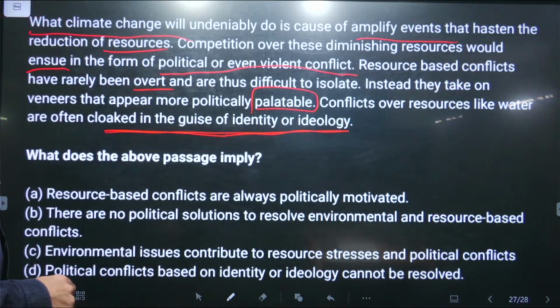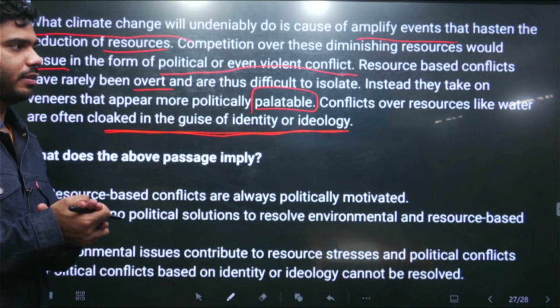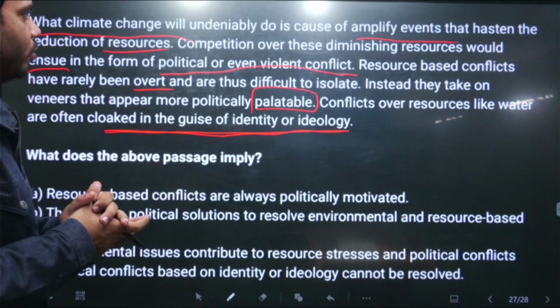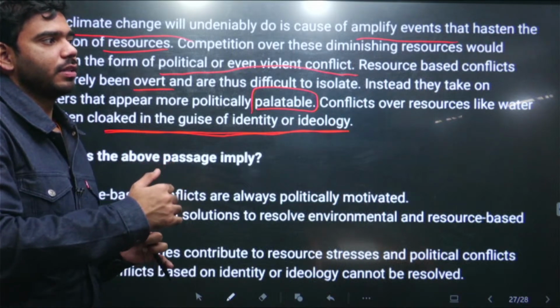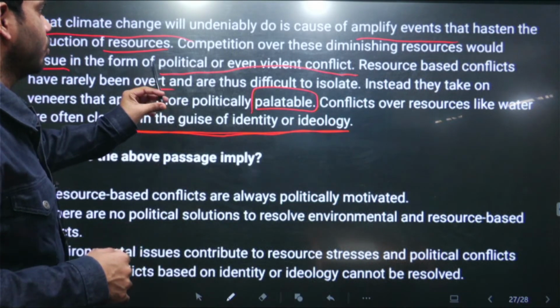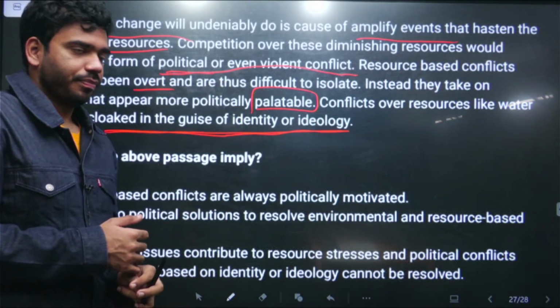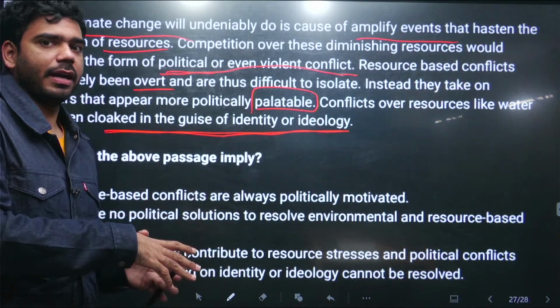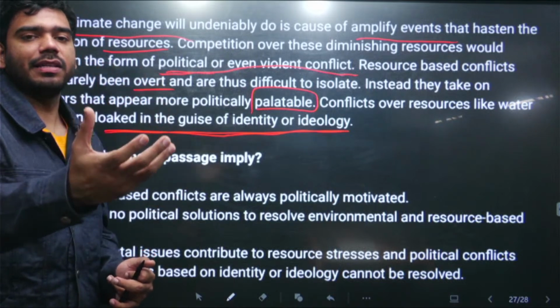So it is saying because of this climate change, there will be the scarcity, there will be a reduction in the resources available. And because of this reduction in resources, the pressure on the resources that people are getting will diminish. And because of this diminishing resources, what will happen? There will be a political or even violent conflict. And they are saying that there is no isolated conflict that can be directly said as that this conflict is directly because of diminishing or scarcity in resources.